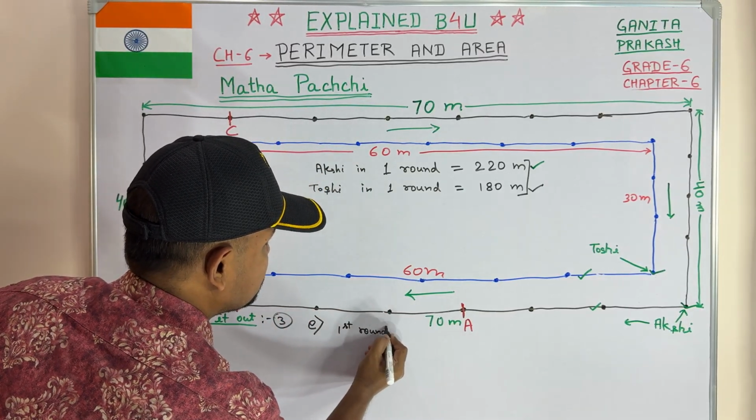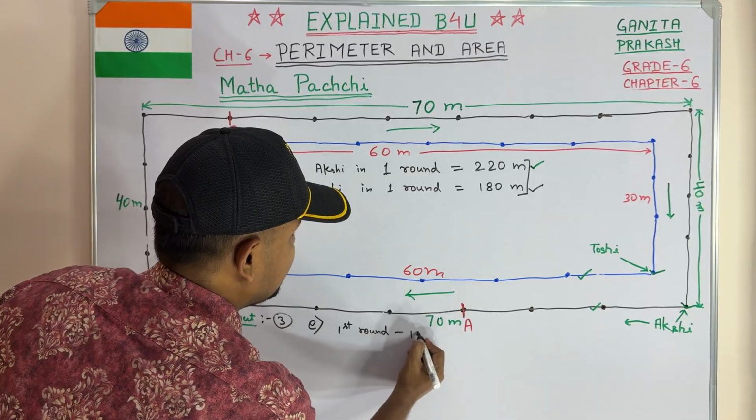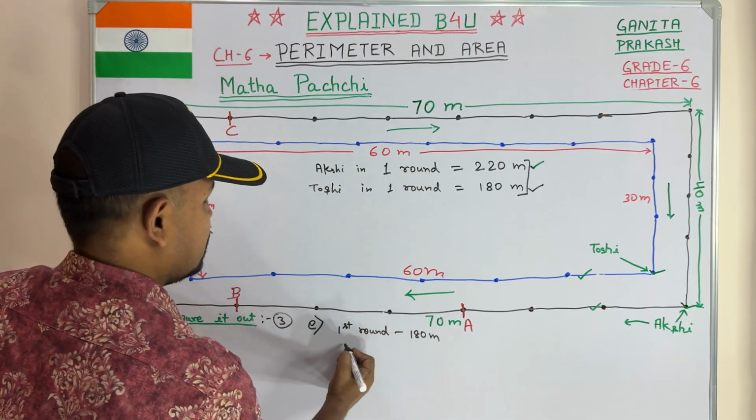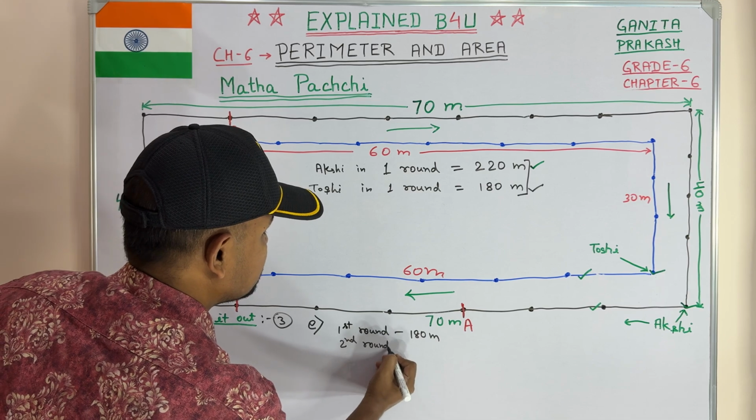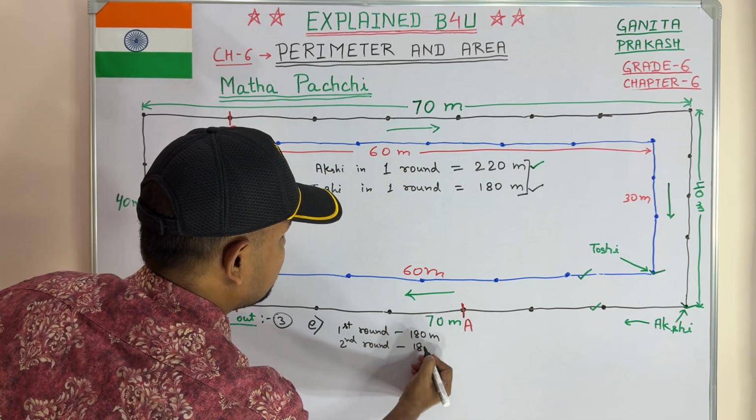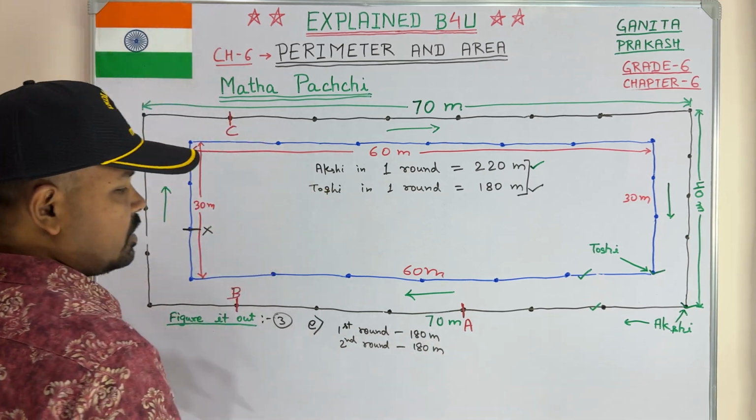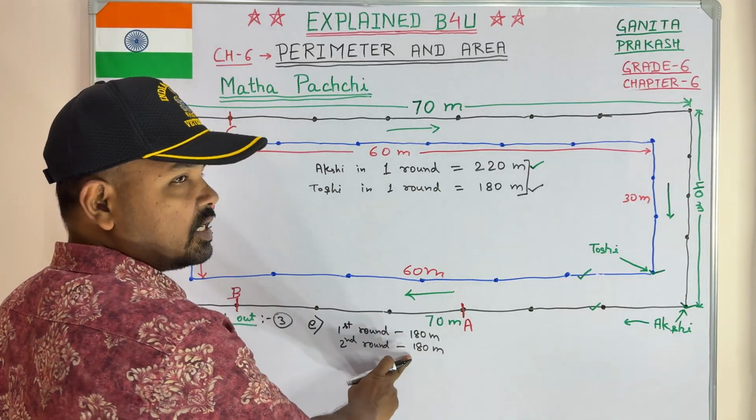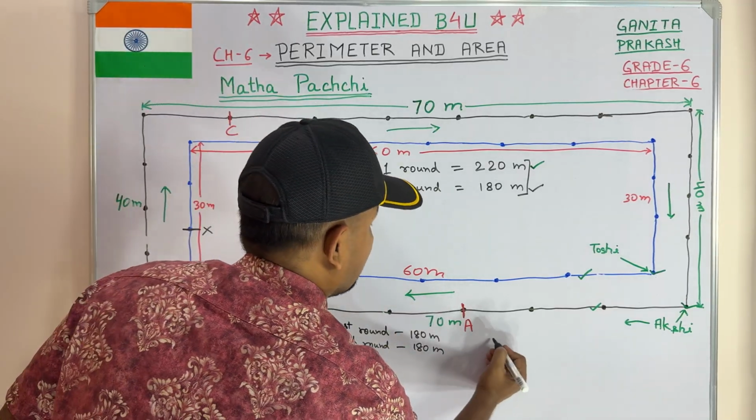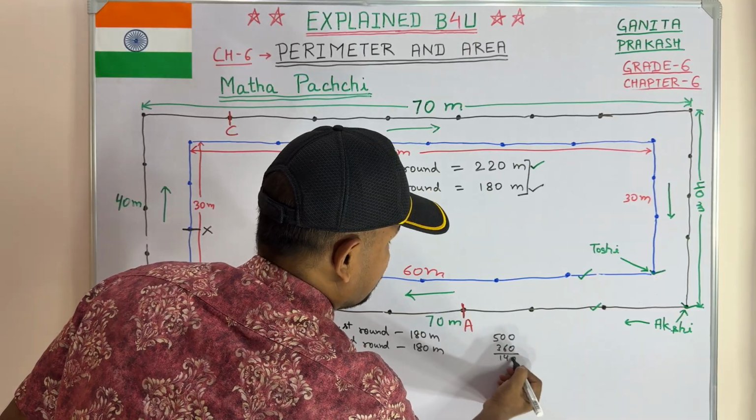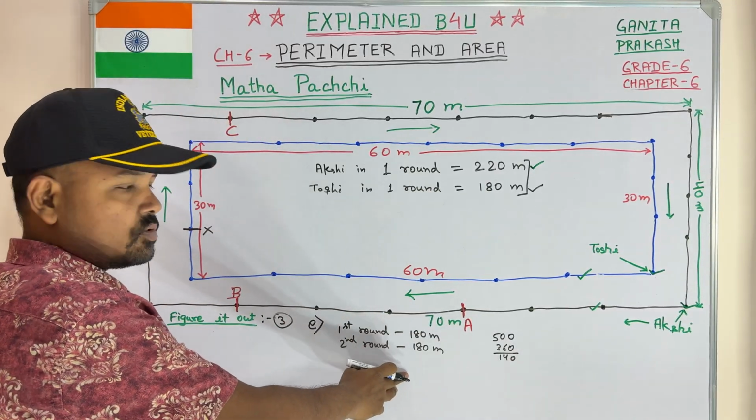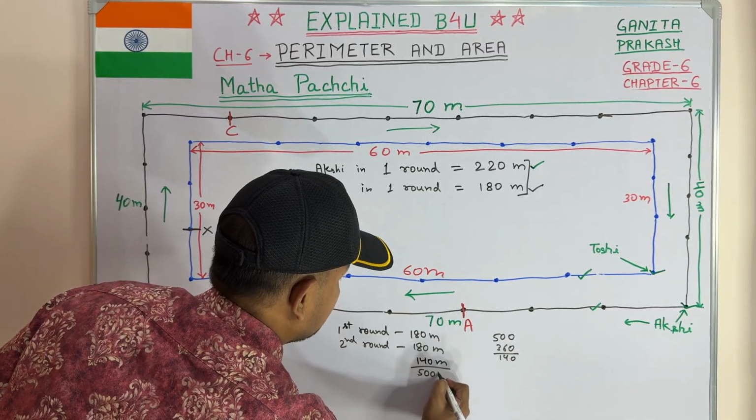In the first round she travels 180 meter. In the second round again she covers 180 meter. Okay. So 180 plus 180 is 360. So 500 minus 360 is 140. So 140 more she has to go. She will cover 500 meter.